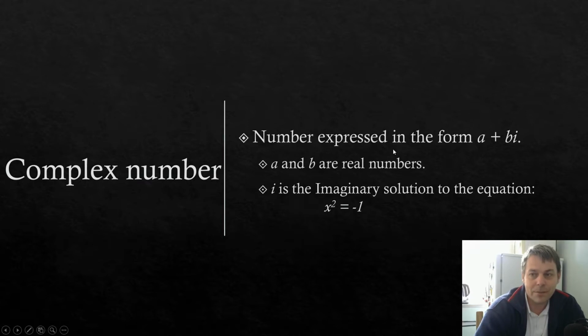A complex number is a number expressed in the form a plus bi, where a and b are real numbers, but i is the imaginary solution to the equation x squared equals minus 1. Now, no number squared can equal a negative number because a negative multiplied by a negative is a positive. So the imaginary part of the number cannot exist, but theoretically this is what a complex number is.